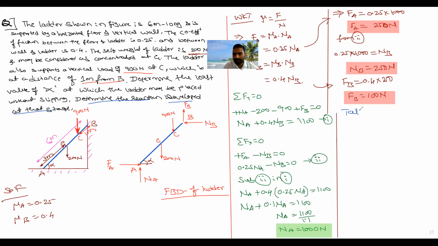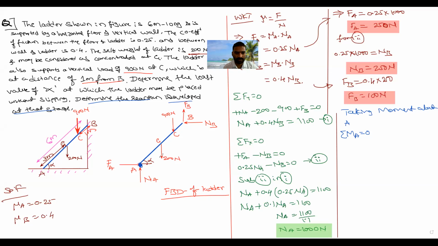Taking moment about which point? About A. That is, the algebraic sum of all the moments is equal to 0. When you take moment about this point, are FA and NA producing any moment? No, sir. Why? They are passing through the given point.